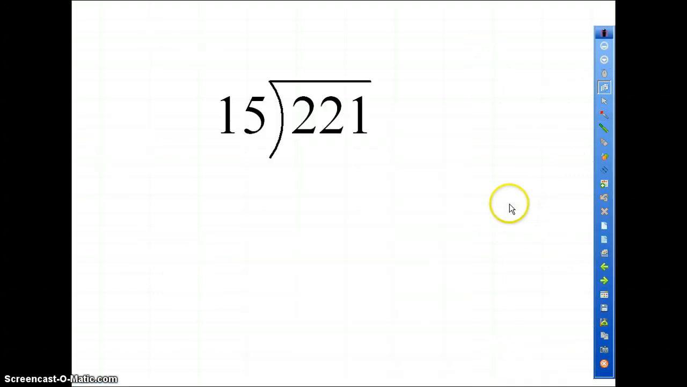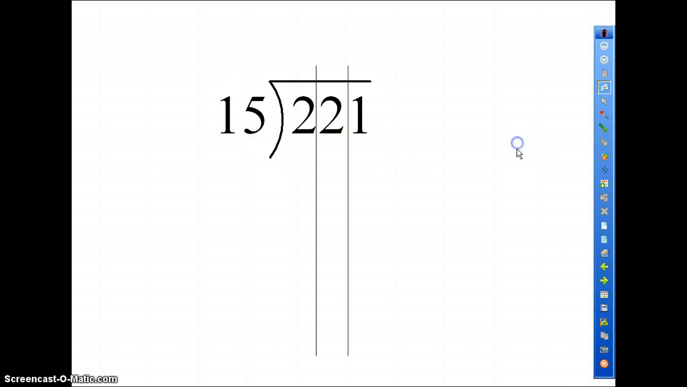Which one goes in the house? Yeah, 221 goes in the house, 15 goes outside. Let's do the long division. I like to do columns and keep everything straight. 15 goes into 22 once. 15 times 1 is 15. 22 subtract 15 is 7. Bring down your 1.